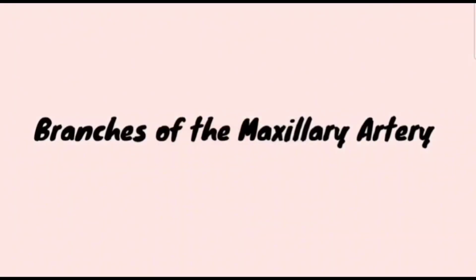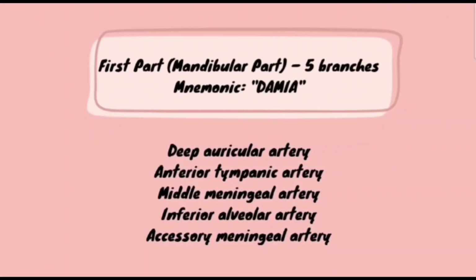Okay, what are the further branches? We said that it is divided into three parts. What are the branches of the maxillary artery? Three were main, and then each consists of further branches. So the first part was the mandibular part, you all know, and that consists of 5 branches. Don't worry, guys, this is nothing. Just practice the diagram 3 to 4 times and you are going to master it.